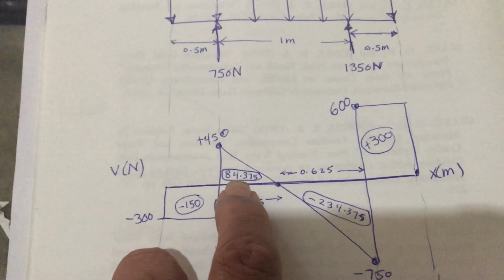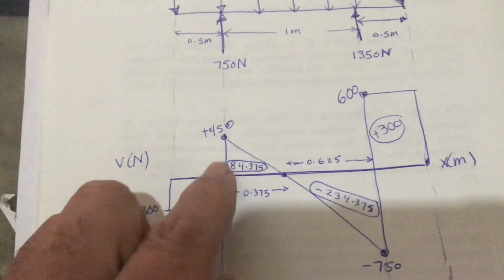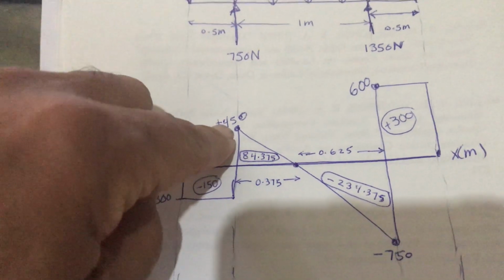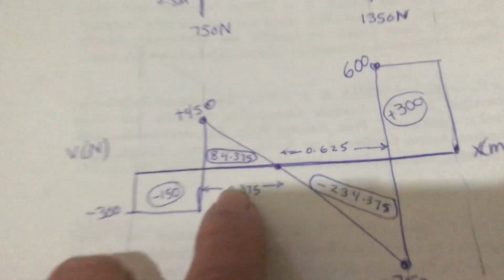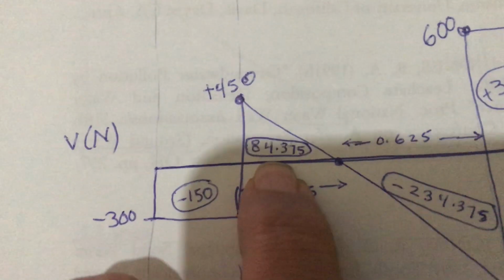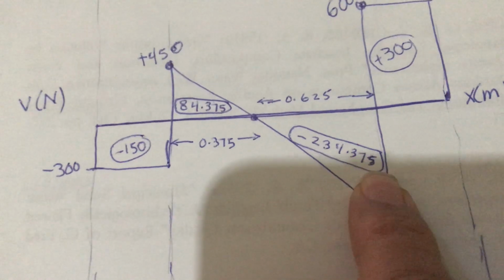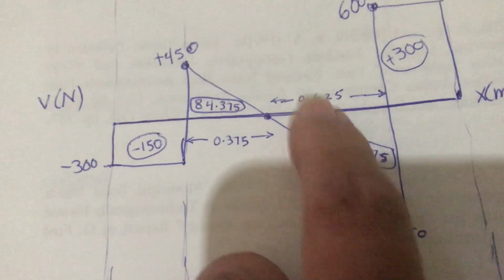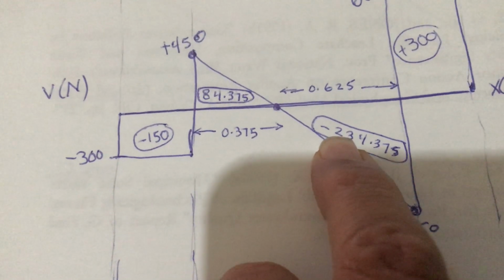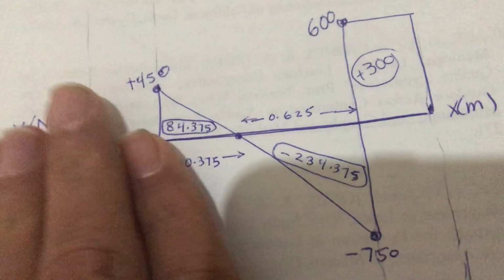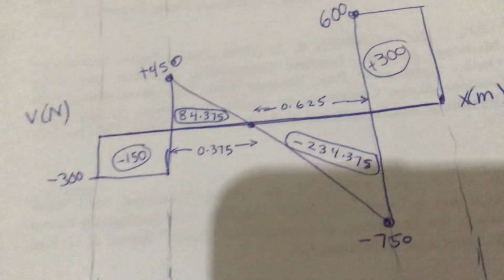Now, how could you find the area here? It's a triangle. So 1/2 times 450 times 0.375 will give you 84.375, plus. And this is 750 in the minus. 1/2 times 750 times 0.625, you'll get minus 234.375. If you find the areas, now the moment would be easy.